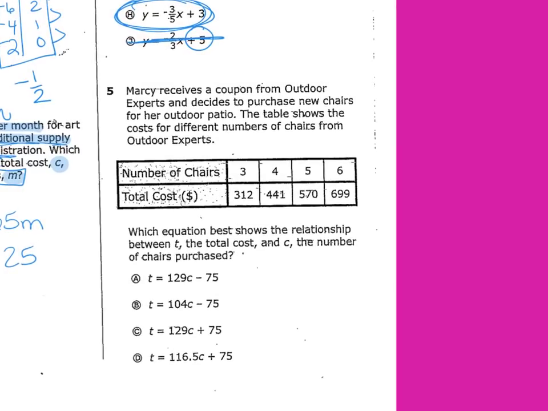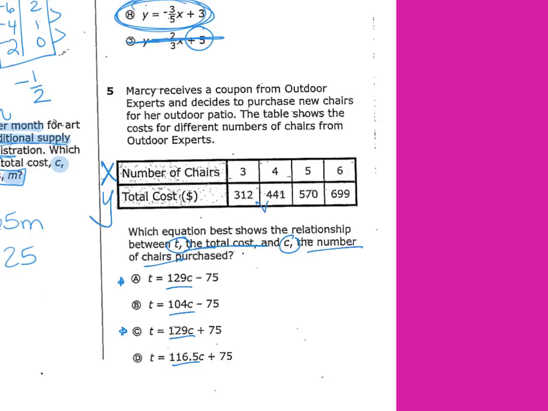And the very last one. Marcy receives a coupon for Outdoor Experts and decides to purchase new chairs for her outdoor patio. The table shows the cost for different numbers of chairs for Outdoor Experts. So the number of chairs, that's my X value. The total cost is my Y value. And we want to see which equation best shows the relationship between T, the total cost, and C, the number of chairs. So find your slope first, because all of these slopes, well, these two are the same. So that's probably what we're going to be deciding between. But those are both the same.